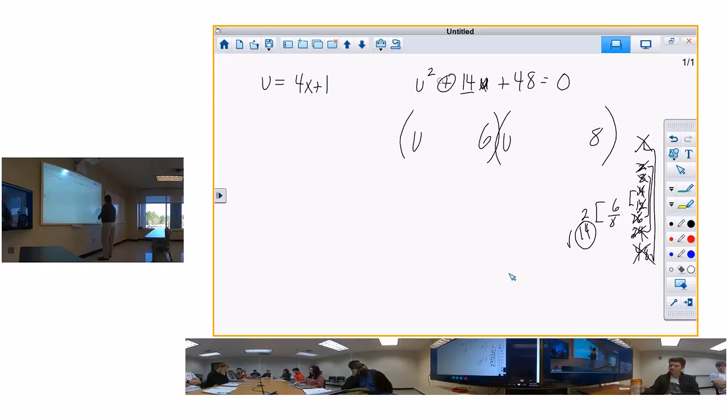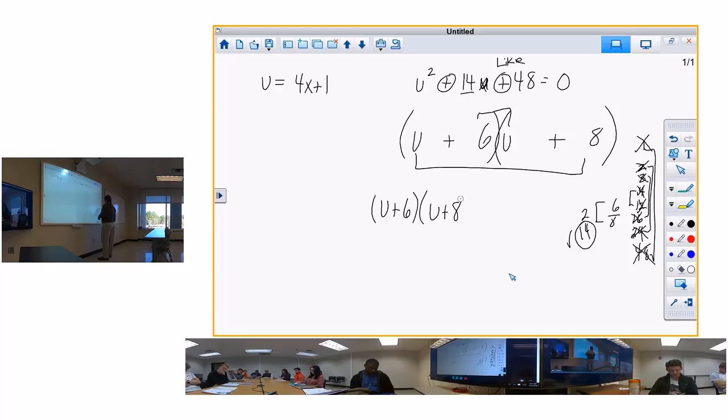This tells us that the biggest number of the outside or the inside has to be positive. What's bigger, 8u or 6u? 8. So that's positive. This tells us like signs. So if this is positive, this has to be positive. So u plus 6 times u plus 8 is equal to 0.